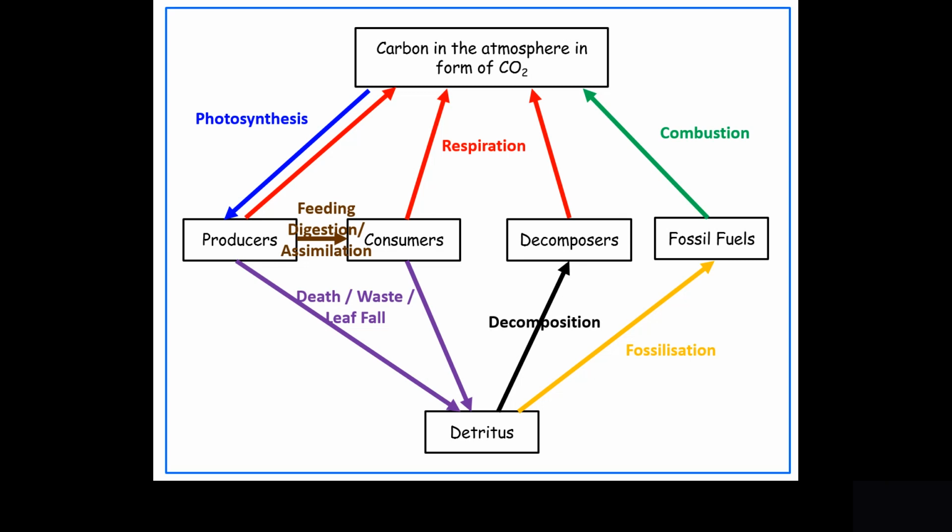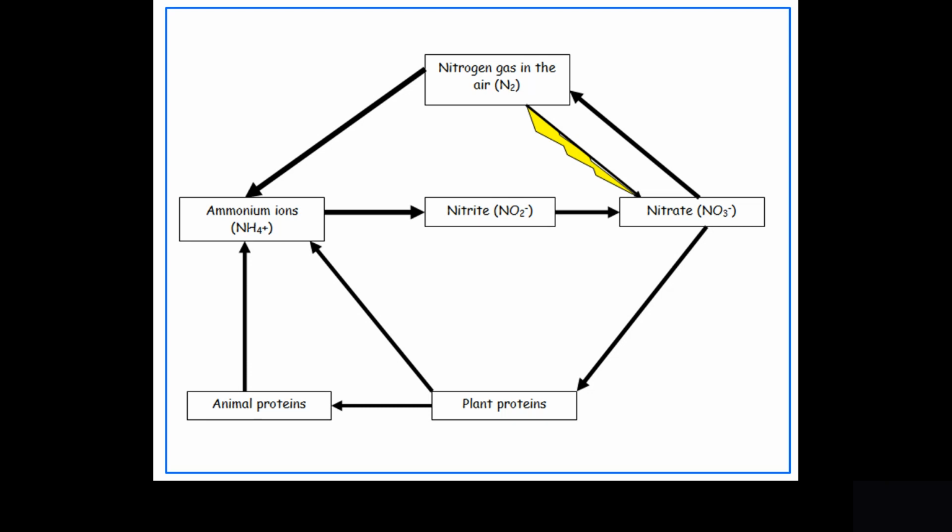Okay, so the important thing to remember here is that the arrows are showing the transfer of those carbon atoms. Okay? In the same way, we'll look at the nitrogen cycle. So again, we're tracing the journey of nitrogen atoms.